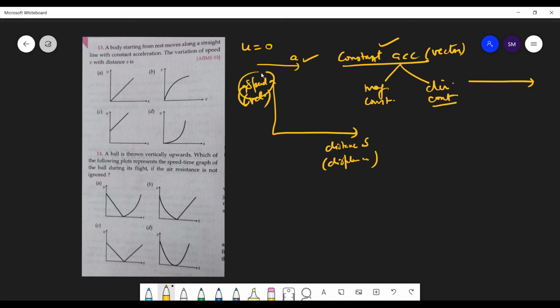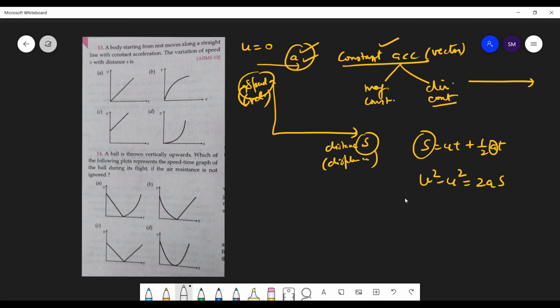What is the relation between V and S? What's the relation between them? When a is constant, you have three equations of motion, and two equations are related with S. So V square is equal to something which connects S and a. See, we have a wrong habit that whatever one person will write, others will also follow the same thing. See the relation between V, S and a.